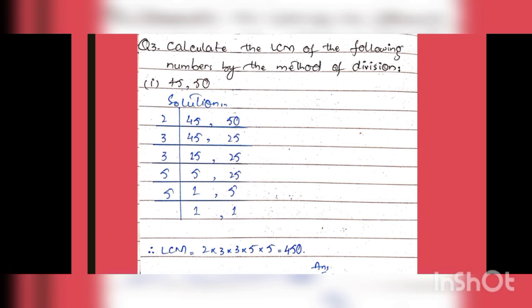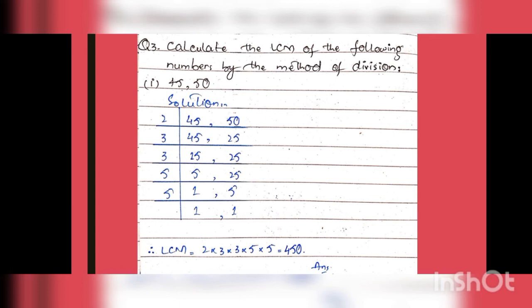Then 25 is the multiple of 3. No, it wasn't, it is not. So we have written 25 as it is. Then 3 5s are 15, 25 again came as it is. Then 5 and 25 are both multiples of 5, so we are going to divide these two by 5. 5 1s are 5, then 5 5s are 25, then 1 as it is, and 5 1s are 5.